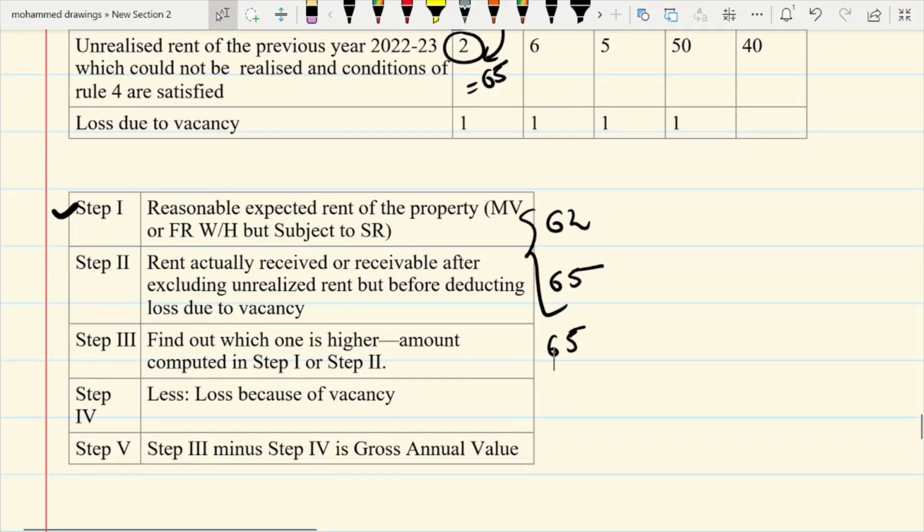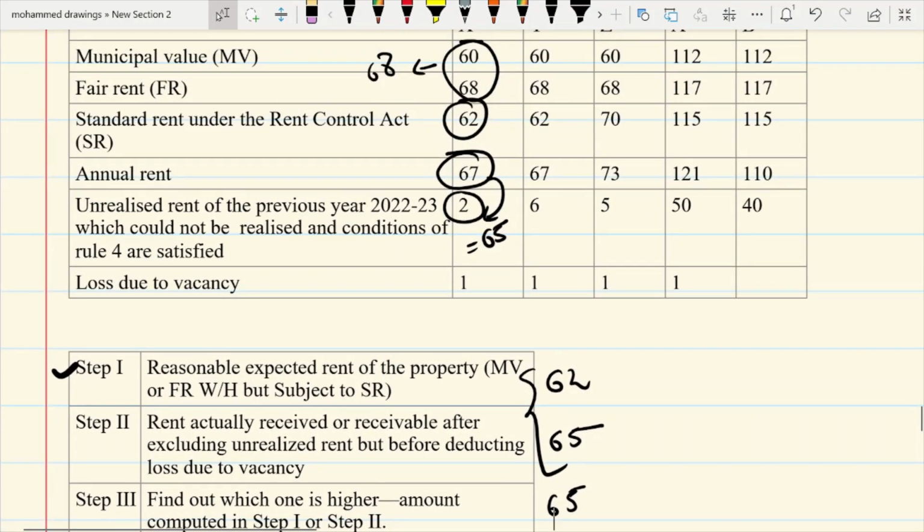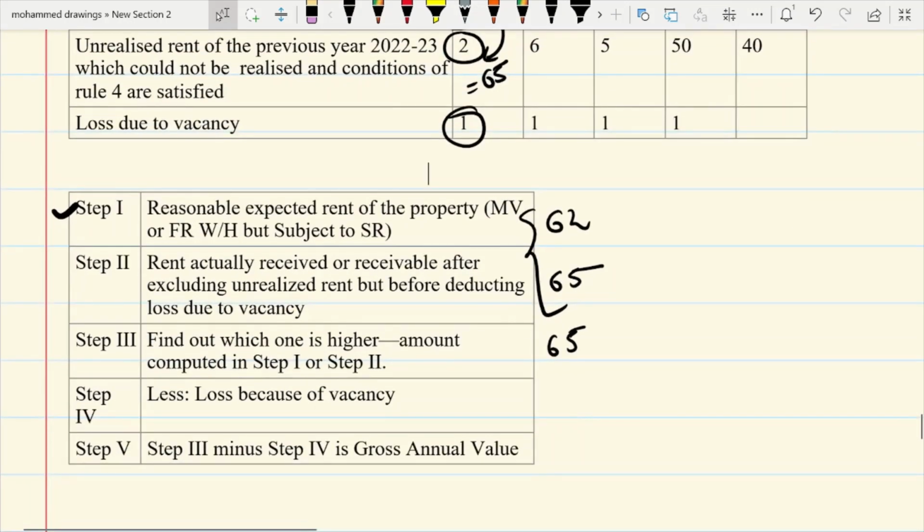Now the loss because of vacancy. Here the loss because of vacancy is given, that is 1, and 1 means 1000. Sometimes it is given in terms of months, and then you have to find the per month rent, but here it is directly given. So you have to minus 1 here. Your final gross annual value will be 65 minus 1, that is 64. This way you can calculate your answer for the gross annual value.